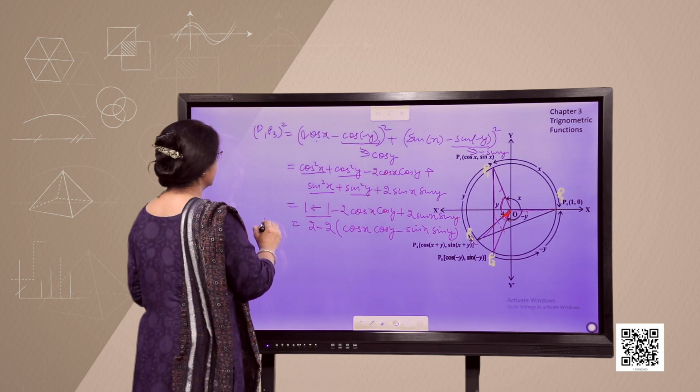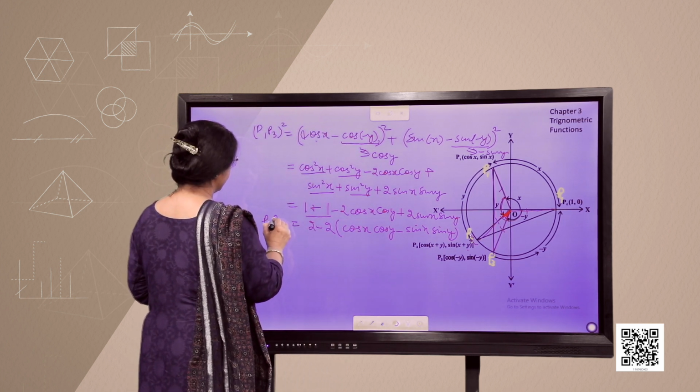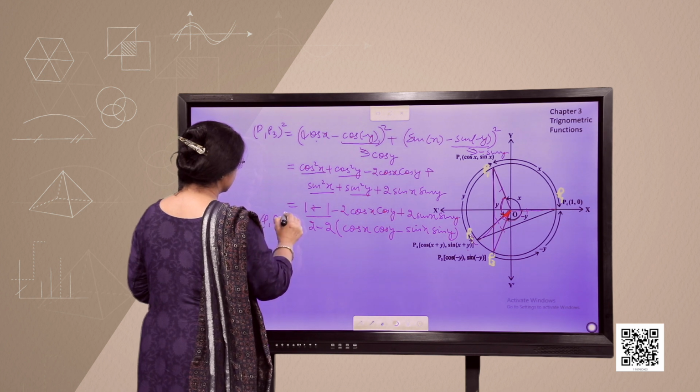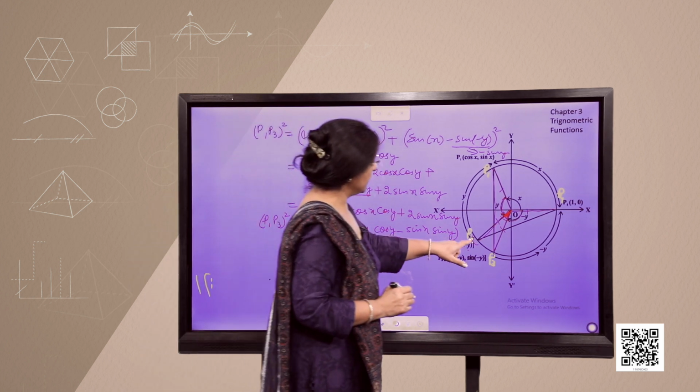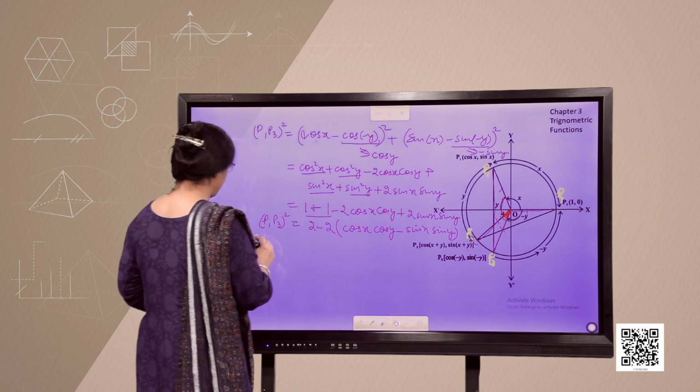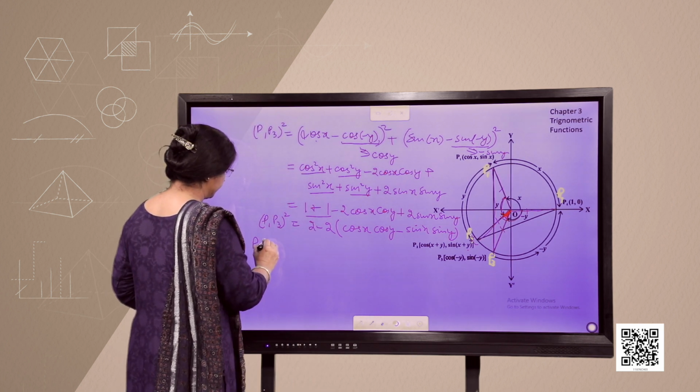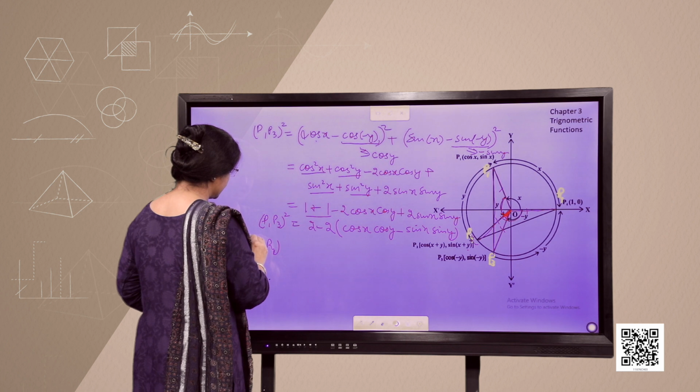We will leave it here and we shall proceed for the next distance, that is P2P4. Now, we will find P2P4, applying the distance formula.